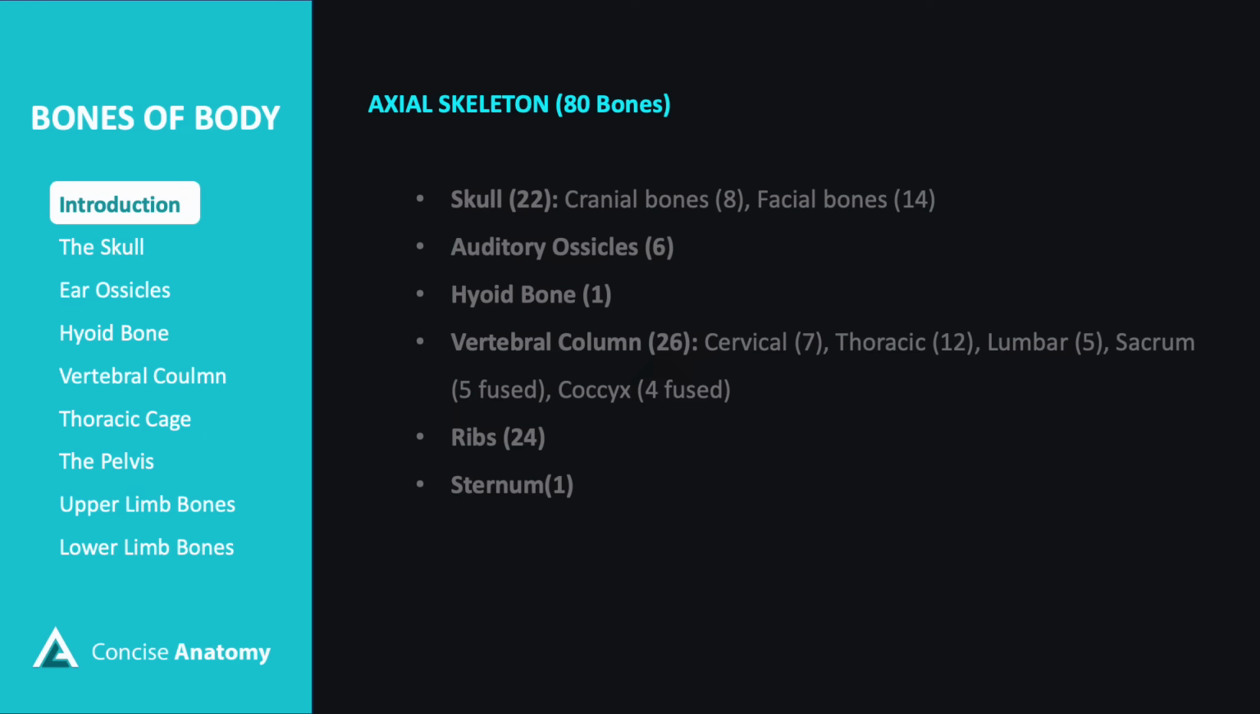The axial skeleton, comprising 80 bones, includes the skull, auditory ossicles, and hyoid bone, along with the vertebral column made up of cervical, thoracic, lumbar, sacrum, and coccyx bones, 12 pairs of ribs, and the sternum, all of which provide structural support to the body and protect vital organs.